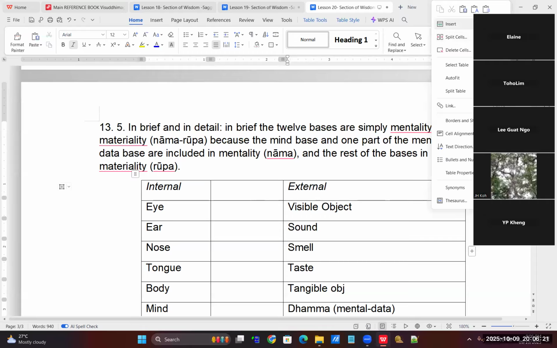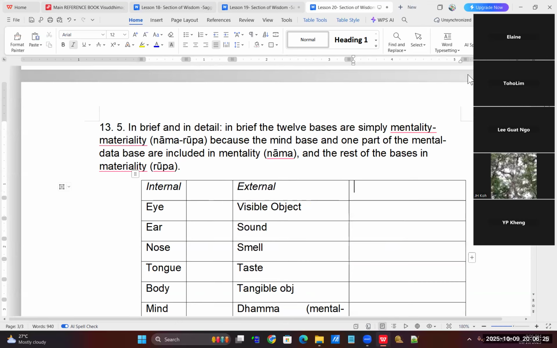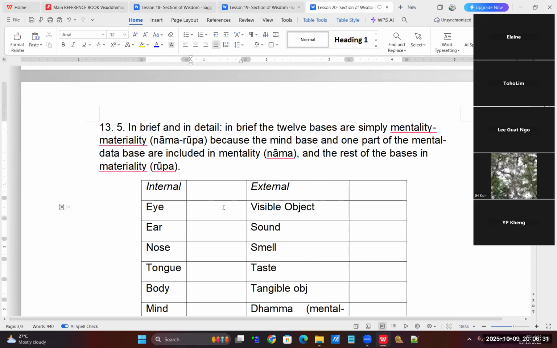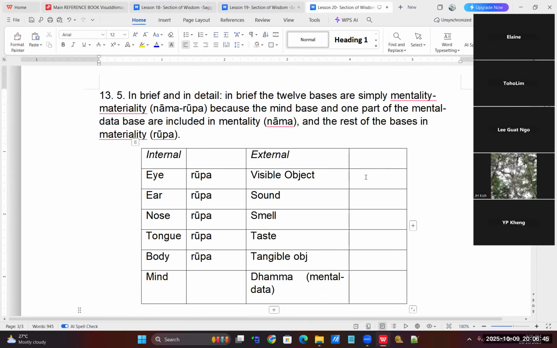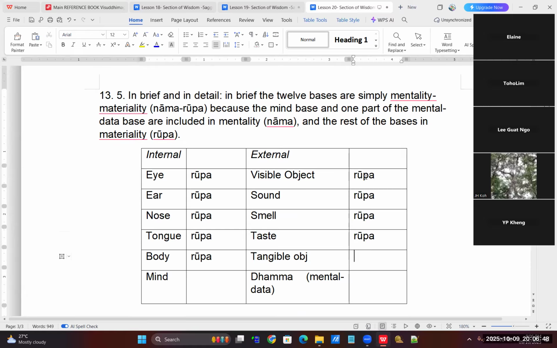Now just try to see which is rupa and which is nama. So make a column like this. Now which one is under rupa? Of course, eye, ear, nose, tongue, body. All these are under rupa. So you all should just write it yourself. And then the sight, sound, smell, taste, tangible object, and this one. And which one is nama? So one part of the mental data. So this one is under rupa, also under nama. And the mind is, of course, under nama.